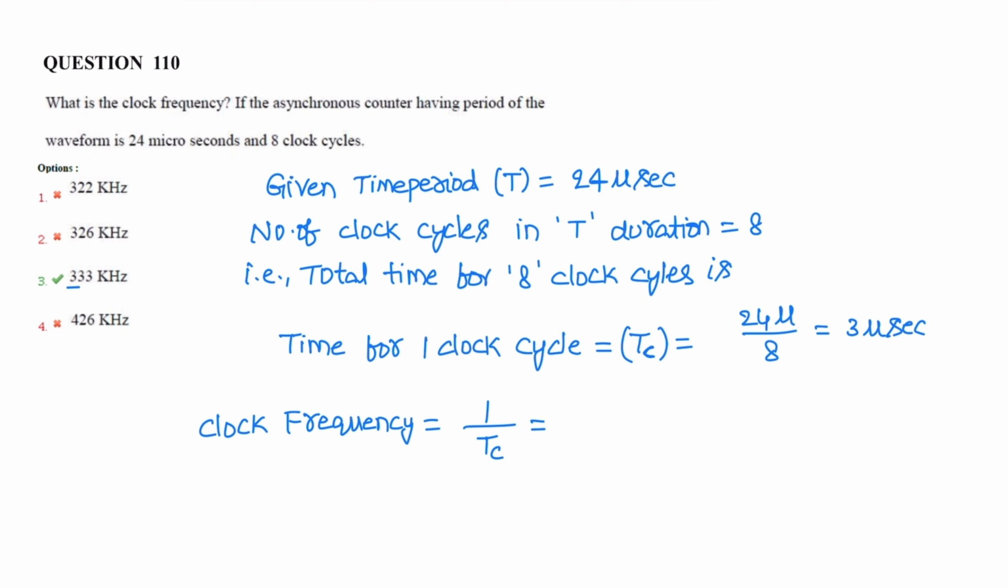Then clock frequency is 1 by the clock cycle time period, 1 by 3 microseconds, that is 10 power 6 by 3. It results in a frequency of 333.33 kilohertz. Correct answer is 333 kilohertz.